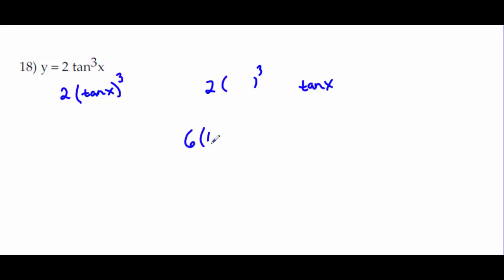And then inside of my parentheses is tangent squared, because initially I don't change the inside of the parentheses. I have to times it by the derivative of what's inside. The derivative of tangent x is secant squared x. All I can do to this is move this squared inside to right here. So this is 6 tangent squared x secant squared x.